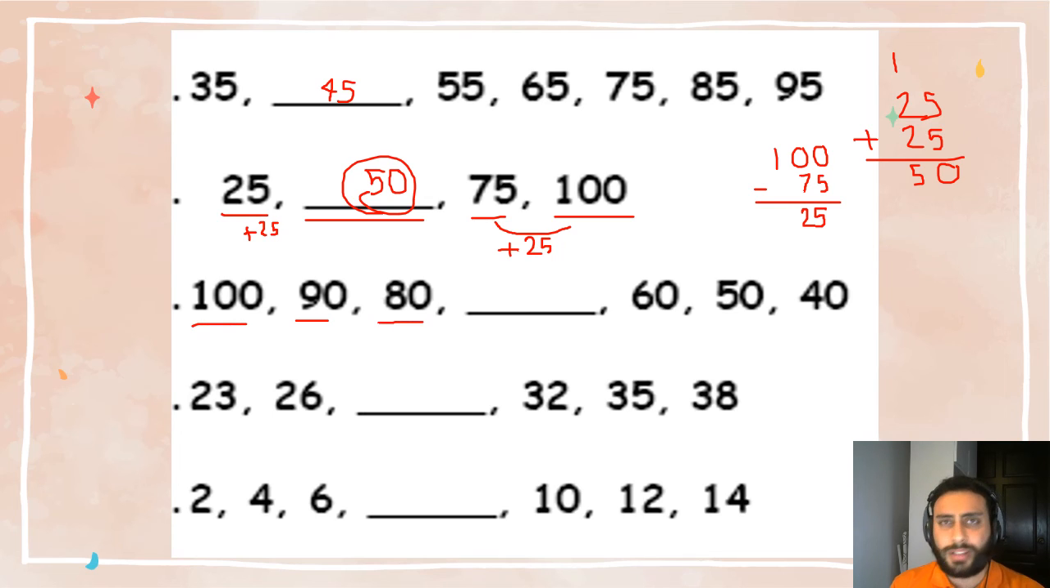Next, 100, 90, 80. What? It's coming down. So it's not growing. It's decreasing. It's becoming smaller. 60, 50, 40. Hey, I think it's instead of plus, it's going to be minus. So what's happening? 100 to 90. I think it's minus 10, right? And 90 to 80, it's minus 10 again. So what is after 80? 80 minus 10 is 70.